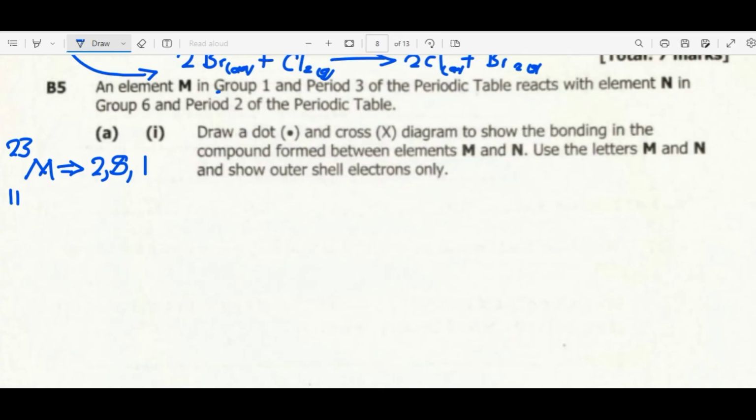So this one is achieved. Then the number of shells determines the period. So we have shell 1, shell 2, shell 3. So this one is also achieved. We are done with this one.